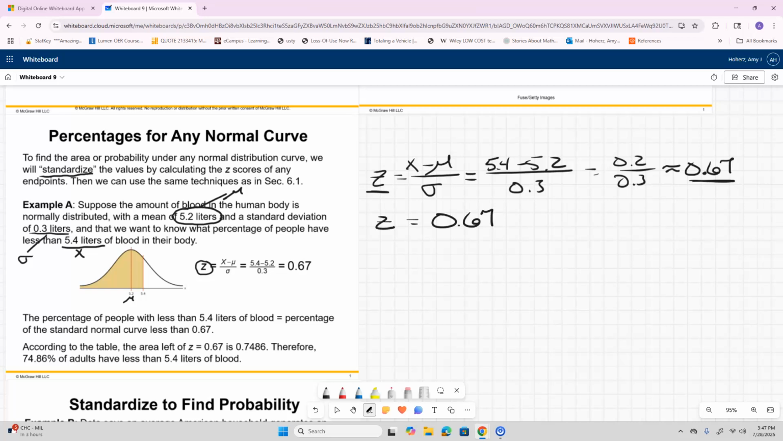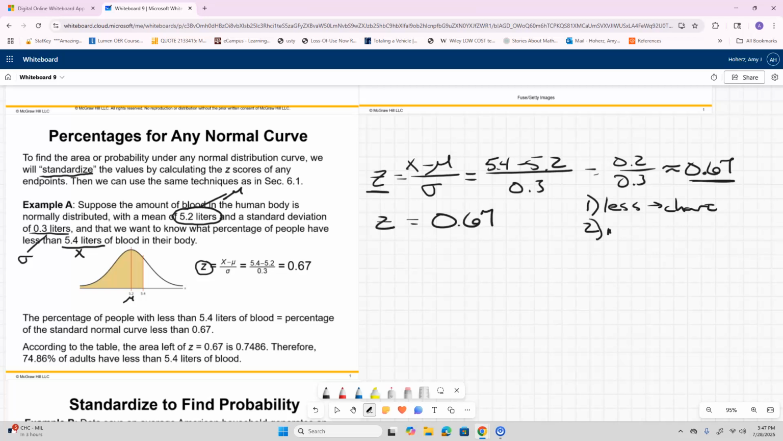Now we can use the exact same techniques that we used in the last section, and let's refresh our memory on those. So remember, if it is less than, then we can just go to the chart, because that's what the chart is built for. It has all the values for the percentage that you're at a z-value or below. Percentage or probability or the area, they all, again, essentially mean the same thing.